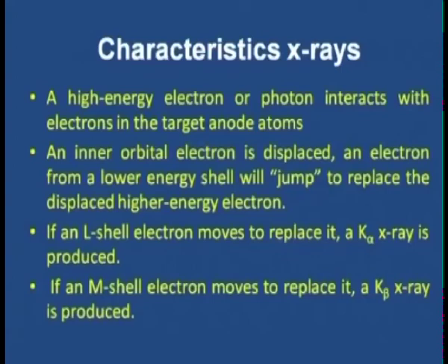Now, what are the characteristics of X-rays? A high energy electron or photon interacts with the electrons in the target anode atoms. As I told you, an inner orbital electron is displaced, removed, and an outer electron jumps in. If an L shell electron drops to replace a K shell electron, then you get K alpha radiation. On the other hand, if an electron from the M shell comes to the K shell, you get the K beta radiation, as I showed you just now.